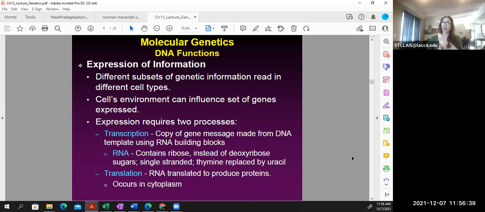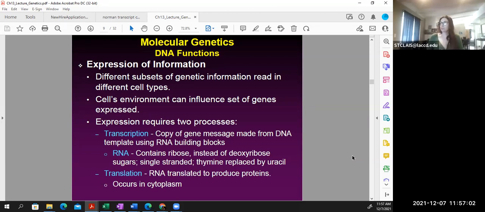RNA is going to come into play when the genes are actually expressed. So remember, the DNA is the template. It has all of the genetic information, but there's differential expression of genes in different environmental conditions or different parts of the plant's life cycle. For example, we talked about germination versus flowering. They're going to be different genes that are expressed.